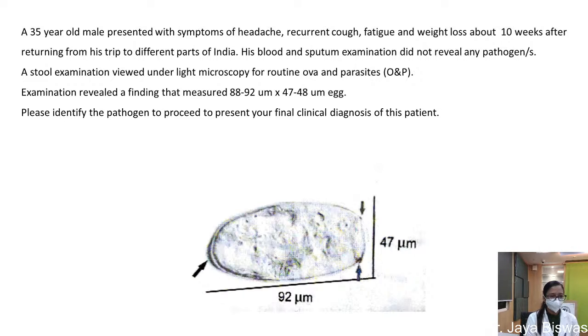Read out your question once more. A 35-year-old male presented with symptoms of headache, recurrent cough, fatigue, and weight loss about 10 weeks after returning from his trip to different parts of India. His blood and sputum examination did not reveal any pathogens. A stool examination viewed under light microscopy for routine ova and parasite revealed a finding that measured 88 to 92 micrometer by 47 to 48 micrometer egg. So please identify the pathogen to proceed to present your final clinical diagnosis of this patient. And I have given this picture of the egg.